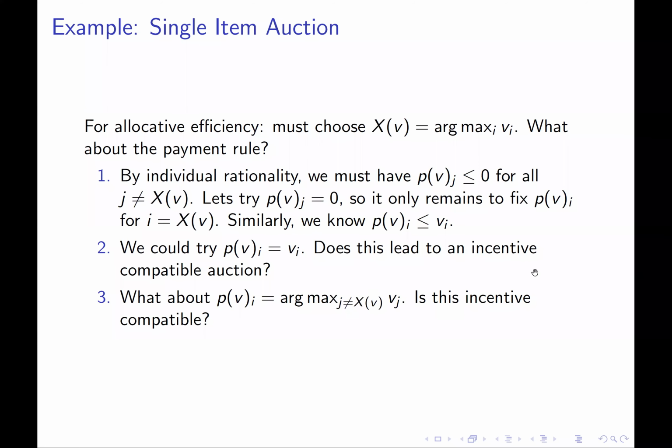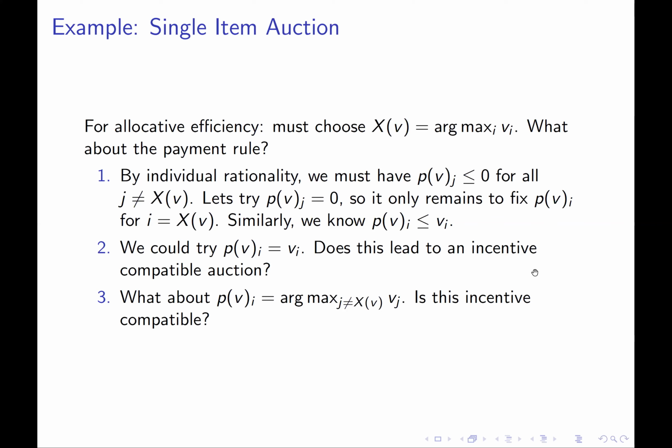So let's try again. What if we say, of course, if you don't get the item, you pay nothing. But if you get the item, you don't have to pay what you bid. You have to pay what the second highest bidder bid, the highest bidder who lost the auction. So if I bid $2 and the other two bidders bid 50 cents and $1, then I'm asked to pay $1, even though I bid $2 and was the high bidder.